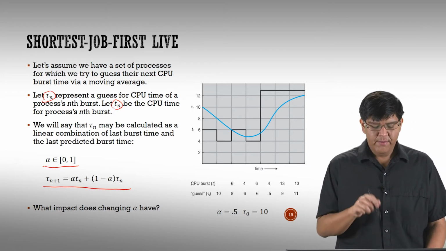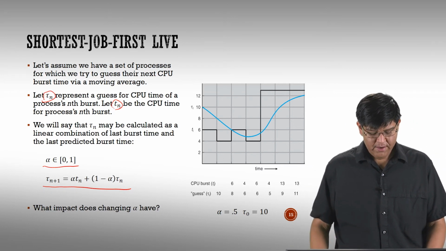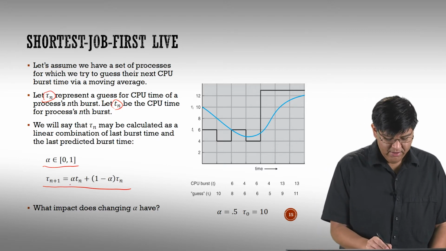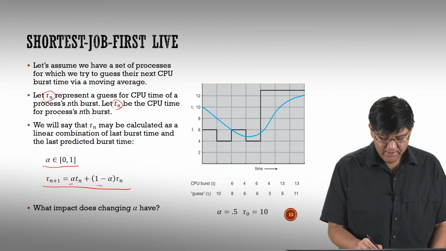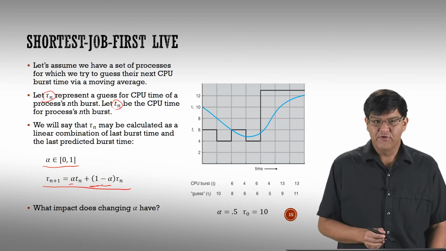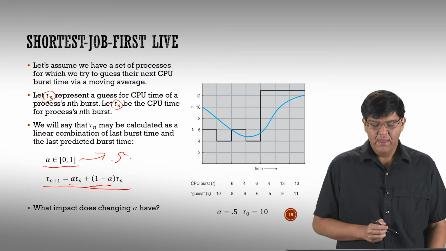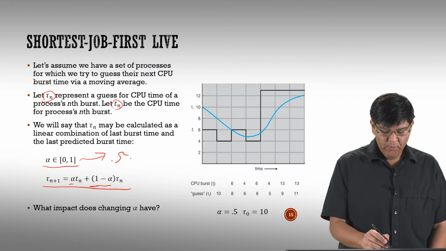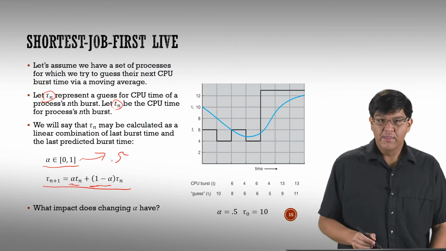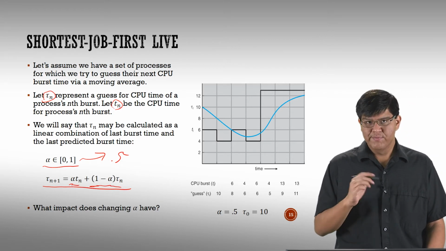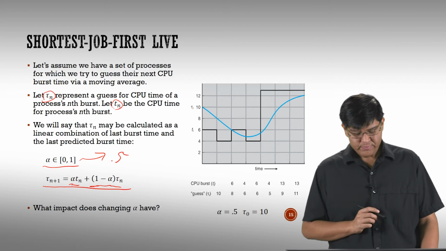Getting over here to our formula: tau sub n plus 1 equals alpha t sub n plus 1 minus alpha times tau sub n. Here you can see this linear combination. It's a little bit of t n, a little bit of tau n, and the mix is controlled by alpha. Typically, this value is 0.5. The higher that value is, the more you're weighting the last thing you saw. The lower it is, the more you're weighting your tau sub n, your last guess. Usually we just blend them together, 50-50.